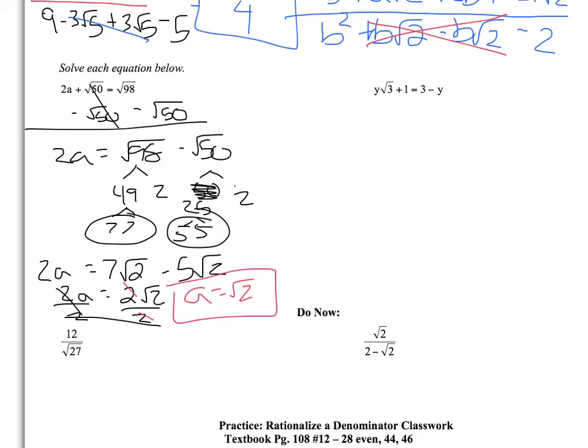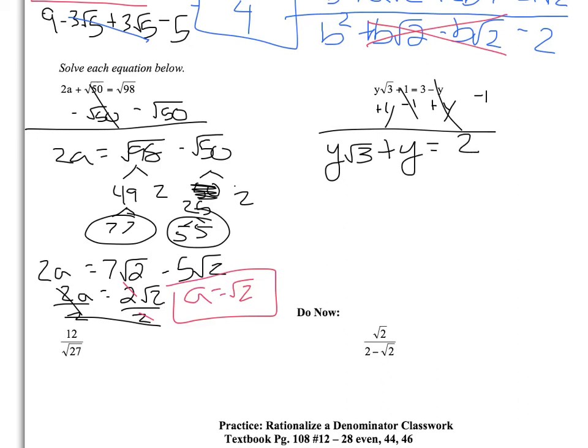Okay, let's do one more here. First thing I'm going to do is get y's on one side, numbers on the other. So I'm going to add the y, and I'm going to subtract the 1. So I'll get y radical 3 plus y equals 3 minus 1 is a 2. Now a lot of you would have a difficult time seeing how you're going to get the y by itself, because you can't combine y radical 3 plus y, because the other y doesn't have the radical 3 with it.